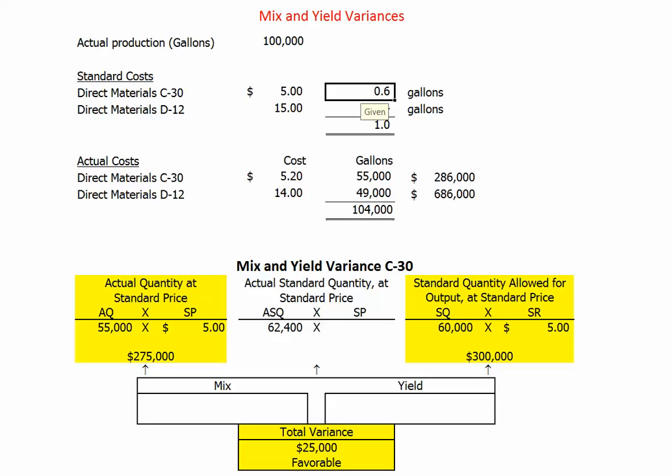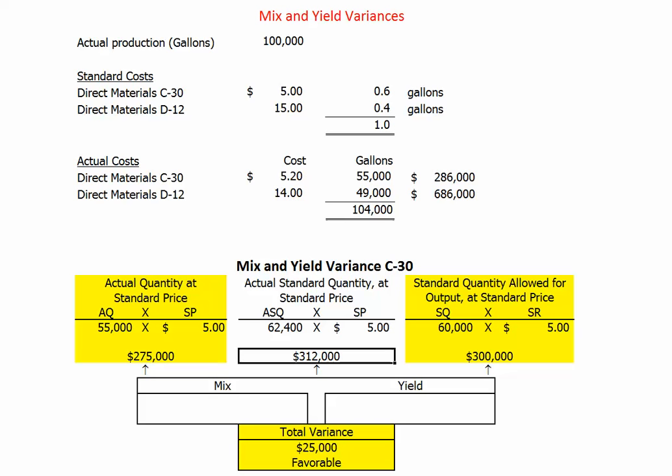Or rather, 60% of that usage we would have expected to have been for material C30. So we have 104,000 multiplied by 0.6 to give us 62,400. We're going to multiply that by our standard price, which was $5 per gallon, to get a total of $312,000. Now we can calculate our mix and our yield variance.